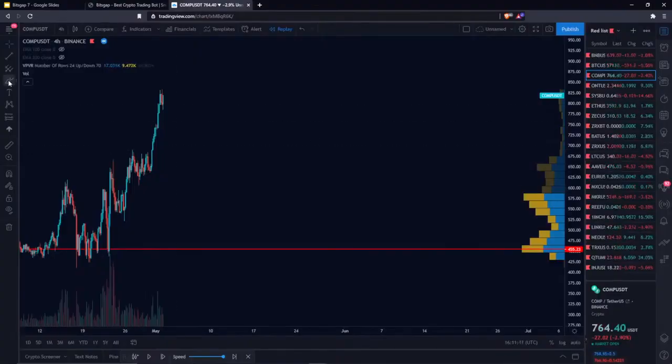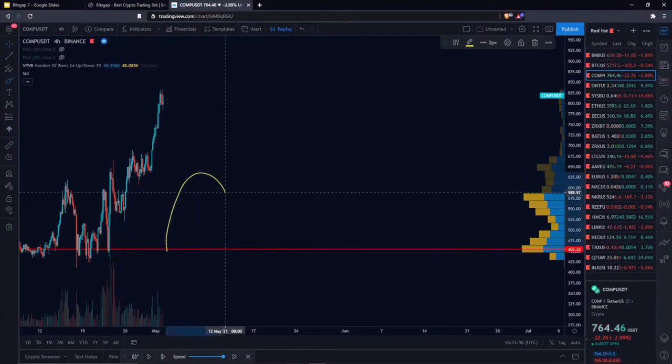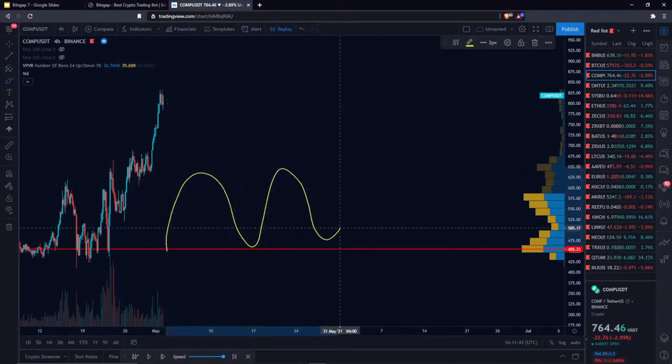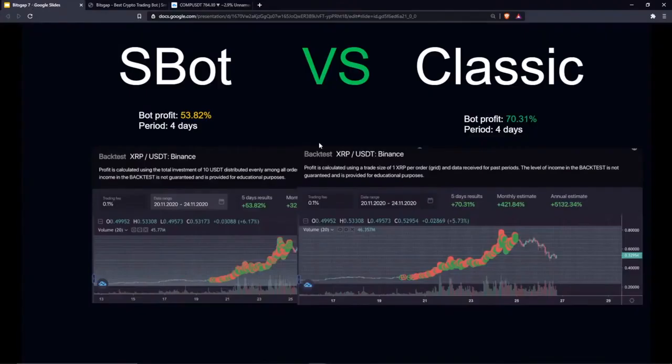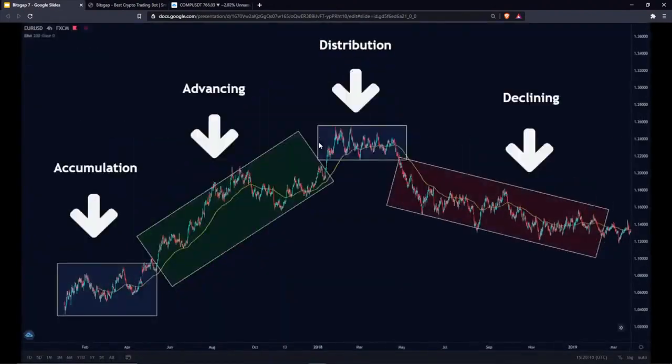So think about the sideways market. By the way, sideways market is when the price moves like this. And actually, let me show you some real case scenarios. You see, we have four primary market phases. We have the accumulation phase. That's something that you can see before the rally.